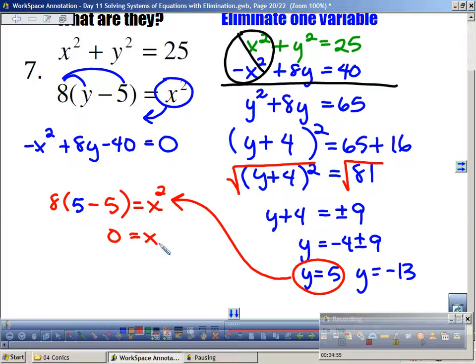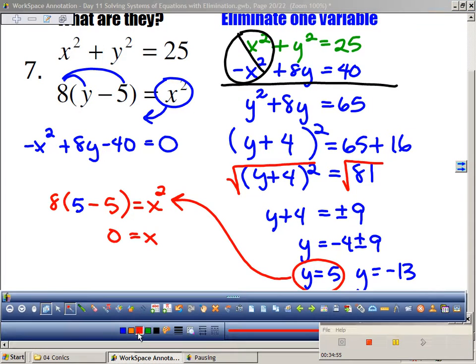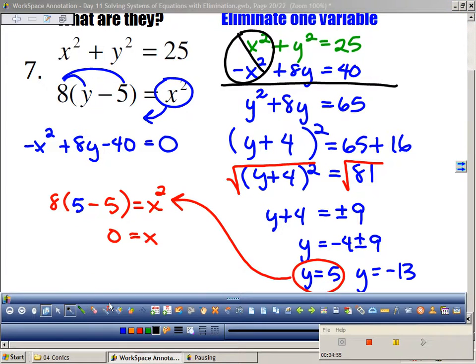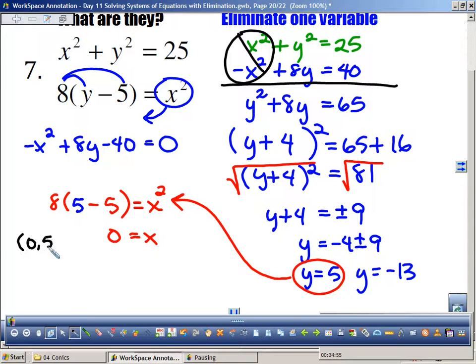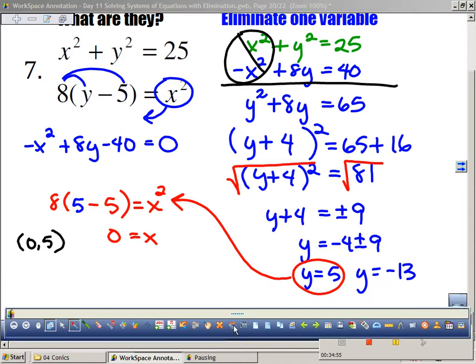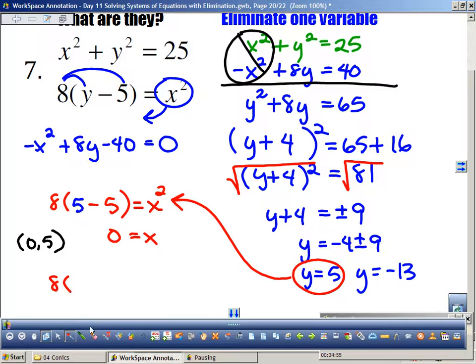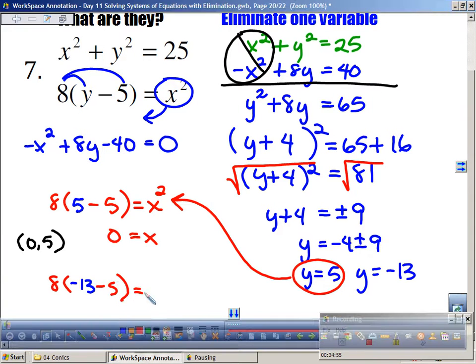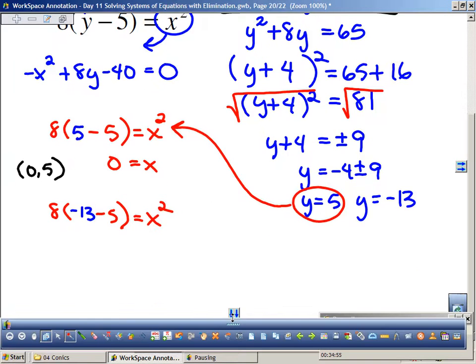What if I put the negative 13 in there? Let's try that one. So the first solution is going to be 0, 5. And the second solution is going to be 8 times negative 13 minus 5 equals x squared. All right, we can work with that. What's negative 13 and negative 5? Negative 18. What's negative 18 times 8? Negative 144. Negative 144 equals x squared.